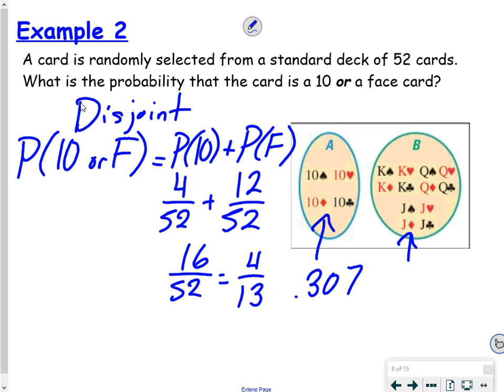I'm rounding to the nearest thousandth. In these examples, I wouldn't take points off on a quiz or a test if you rounded to the nearest hundredth. This is just my personal preference.